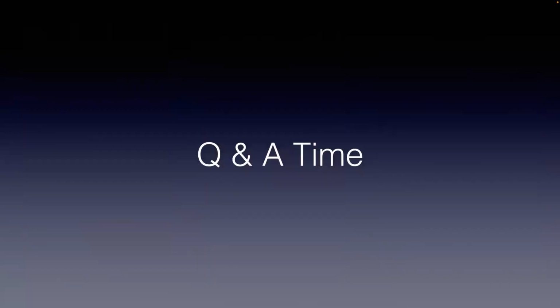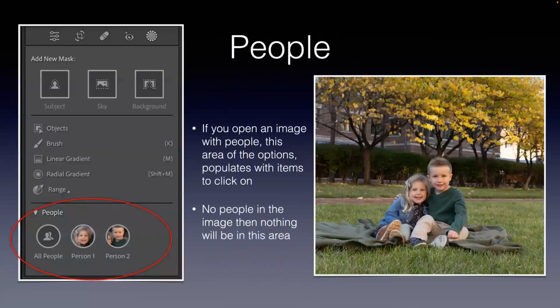All right, so we're going to move into the last segment of these selections, and that's people. So that is an option at the bottom. And in this particular photo, there's people in it. So you see the option of having all the people selected, one of the people, or person number 2. And if there's no people in your picture, then the word people will still be here. This part will still be here, but there would be nothing down in here.